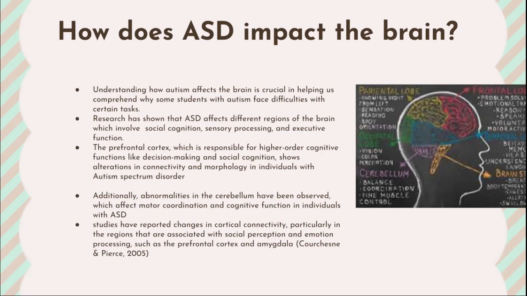Additionally, abnormalities in the cerebellum have been observed, which affect motor coordination and cognitive function. Studies have reported changes in cortical connectivity, particularly in the regions that are associated with social perception and emotional processing, such as the prefrontal cortex and the amygdala.